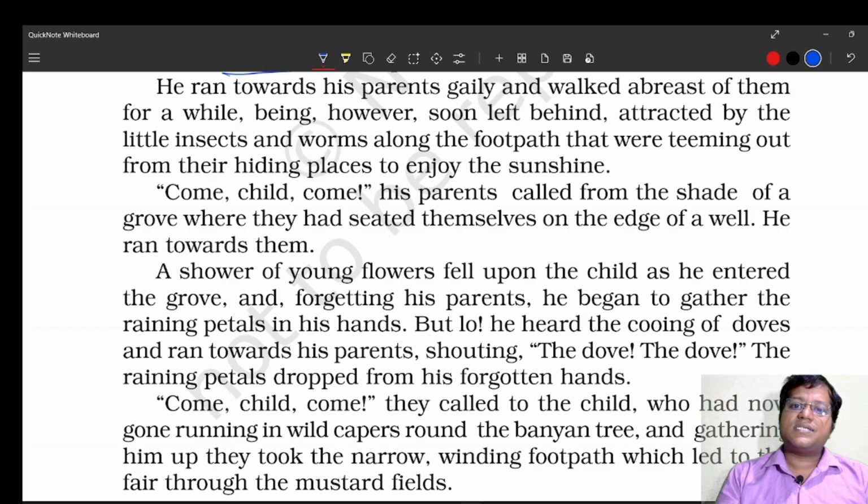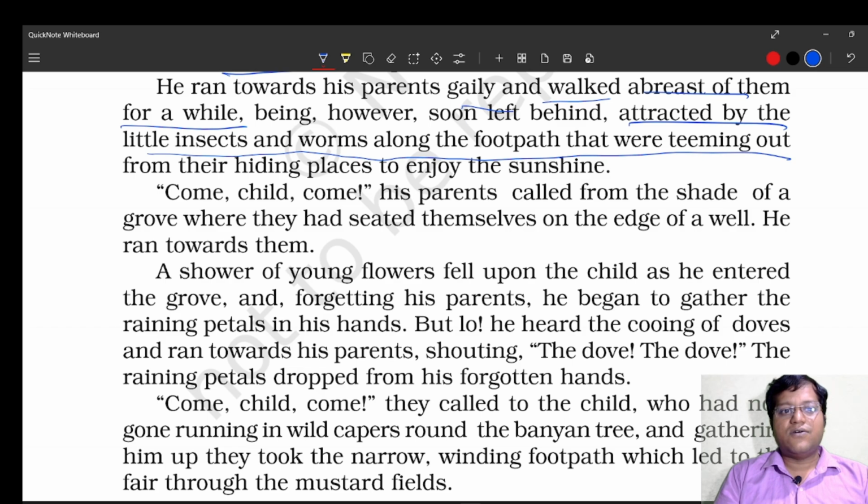He ran towards his parents gaily and walked abreast of them for a while. We know that the boy is very full of excitement and lively, vigorous energy. That is why he is running here and there, sometimes in front of his parents, and sometimes lagging behind them, being attracted by the different types of insects and natural sceneries. However, soon left behind, attracted by the little insects and worms along the footpath that were teeming out from their hiding places to enjoy the sunshine.